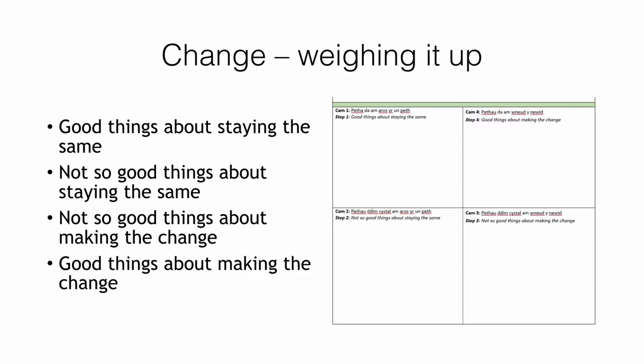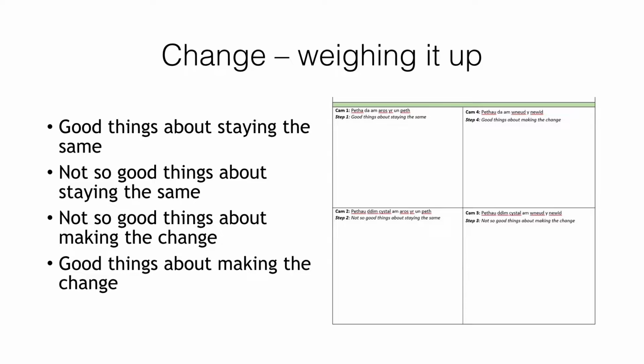The tool is a simple 2x2 matrix. It explores, in sequence, staying the same, what's good about staying the same. Staying the same, what's not so good about staying the same. Changing, what's not so good about changing. Changing, what's good about changing.